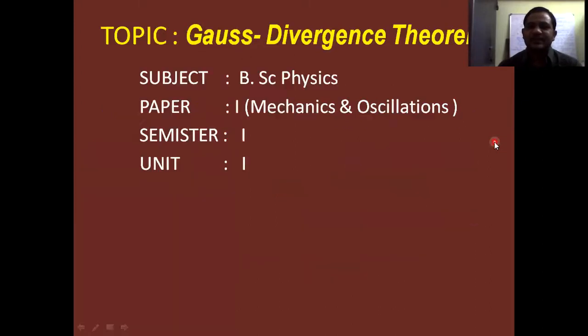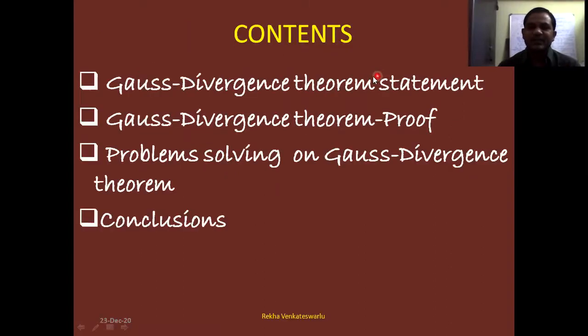In this present class, I am going to discuss the topic Gauss Divergence Theorem. This is the BSc Physics first year, first semester, Mechanics and Oscillations paper, first unit syllabus. The plan of my talk is: first we will discuss the Gauss Divergence Theorem statement. After that, we will prove the Gauss divergence theorem. Then we will solve problems based on the Gauss divergence theorem. Then lastly, we will see the conclusions.